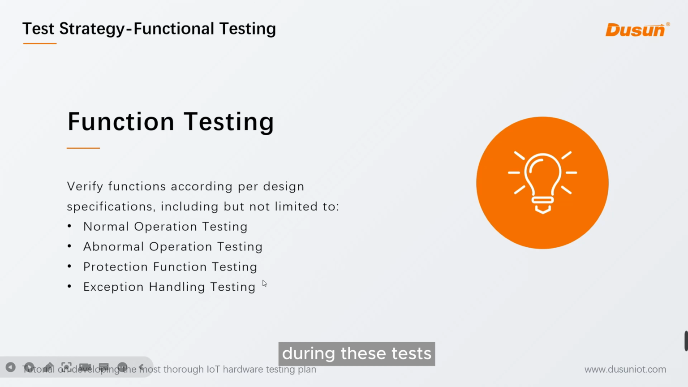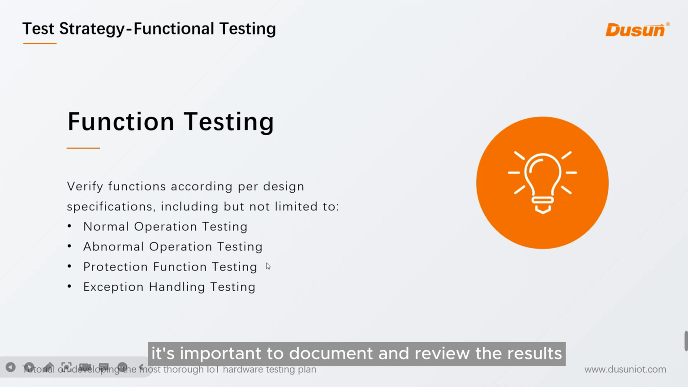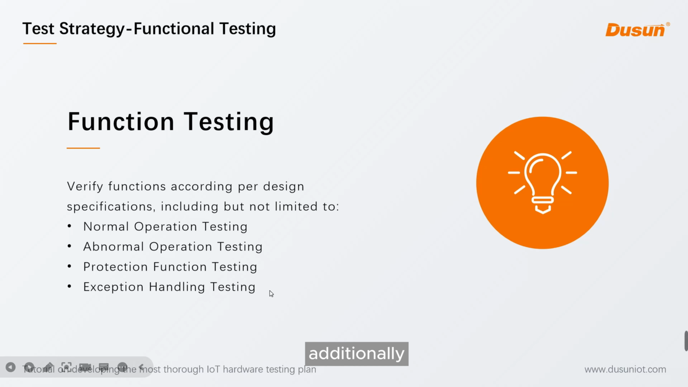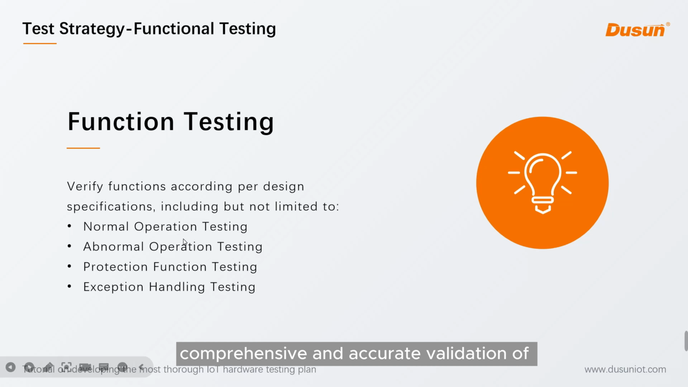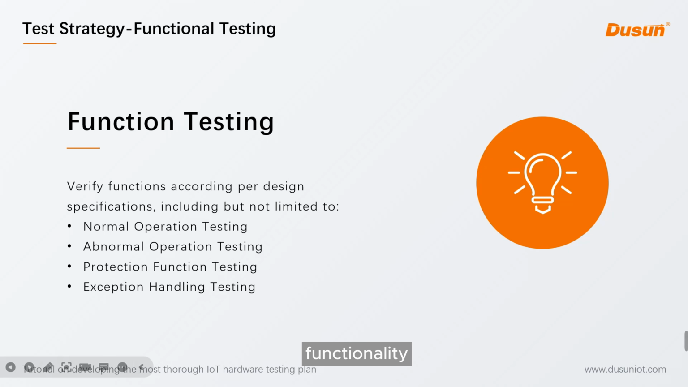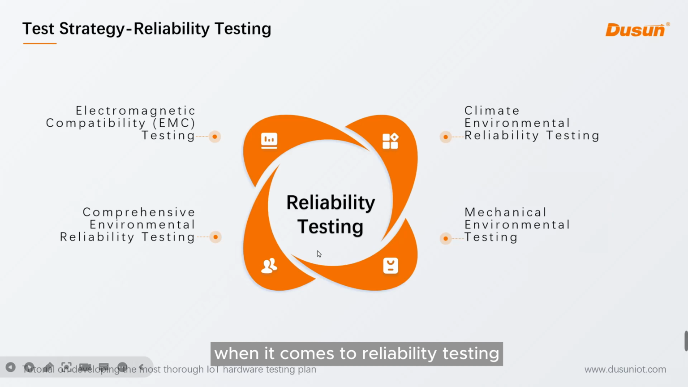these tests. It's important to document and review the results against the expected outcomes outlined in the design specification. Additionally, the use of simulation tools, test fixtures, and diagnostic equipment is advisable to ensure comprehensive and accurate validation of functionality. When it comes to reliability testing, there are several important tests to consider.